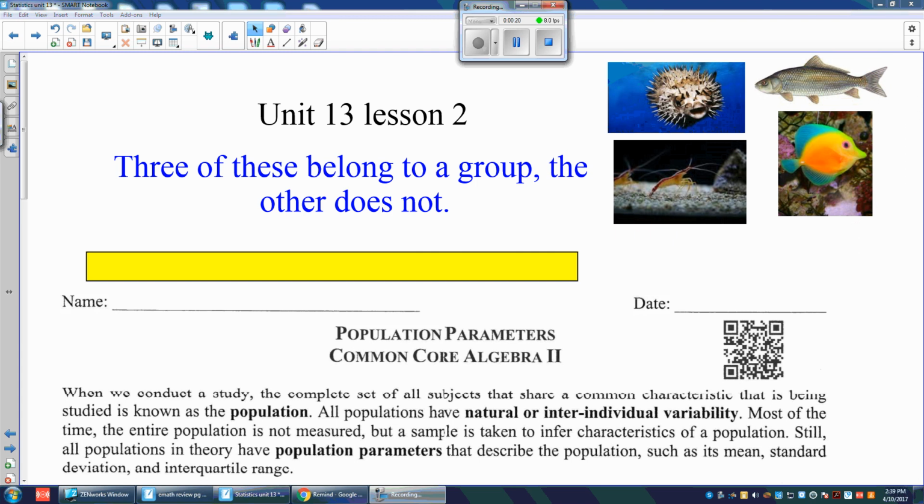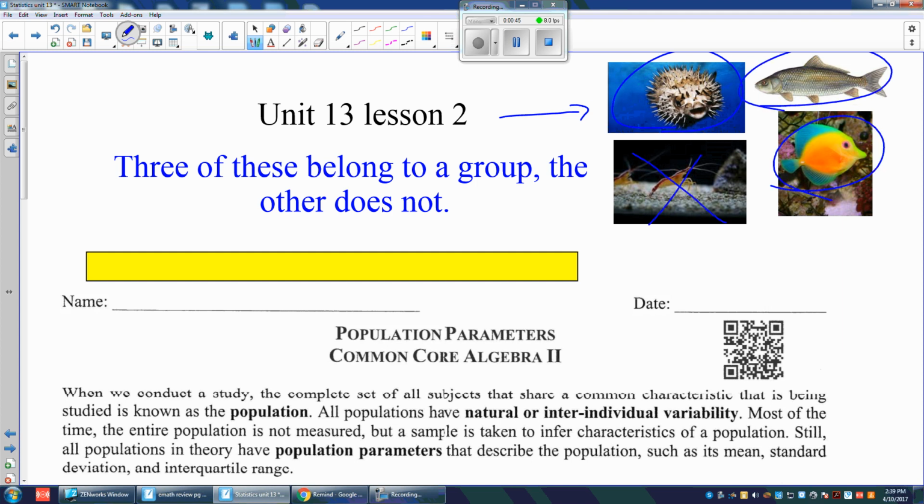Let me see. They all live in water. They're all kind of edible. Be very careful of the fugu, also known as a pufferfish. Very dangerous to eat, only if it's prepared correctly. So let me see. I wonder the group. Oh, so we have a fish, a fish, a fish, and a shrimp.